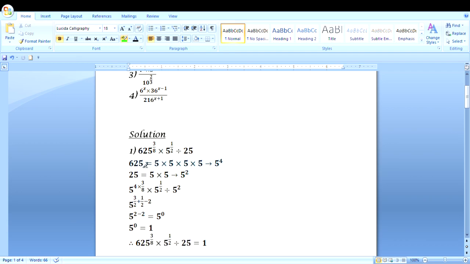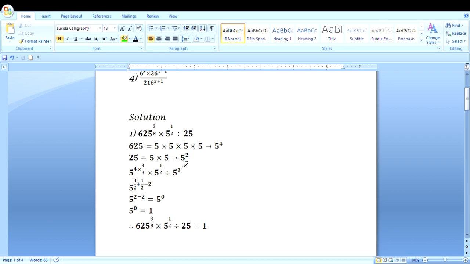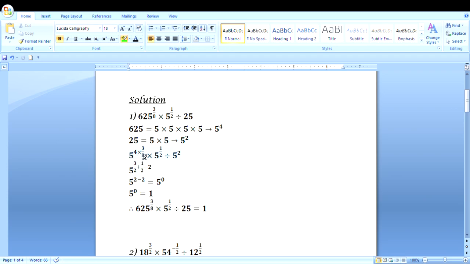So 625 is the same thing as 5 raised to power 4, and 25 is the same thing as 5 squared. So we replace 25 and 625 with their powers of 5, and this becomes 5 raised to power 4 times 3 over 8 times 5 raised to power half divide 5 raised to power 2.